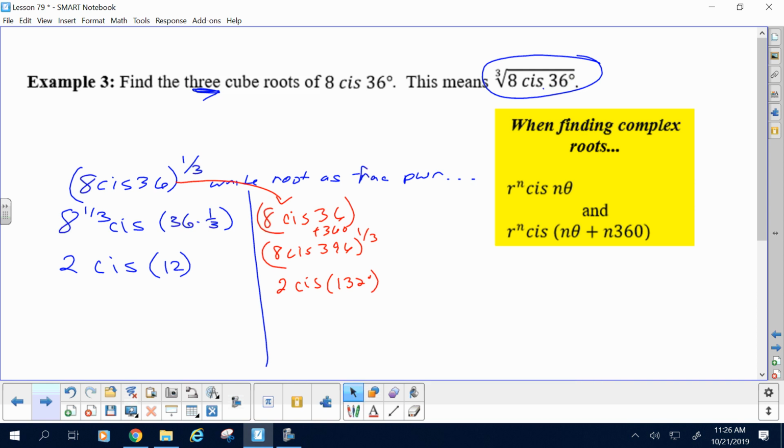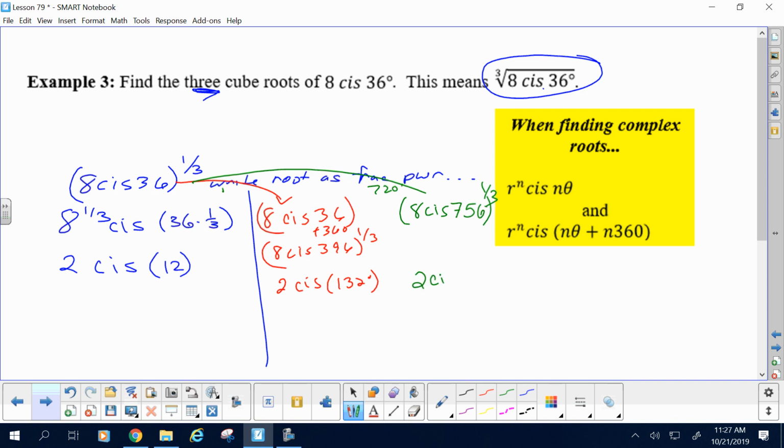Right? Likewise, you could go around one more time. If you started at 36 and went 720, then that would be 8 cosine i sine. What's 720 plus 36? That's not hard. 720 plus 36. 756. If you then took that to the 1/3, what do you get? 2 cosine i sine. What's 1/3 of 756?